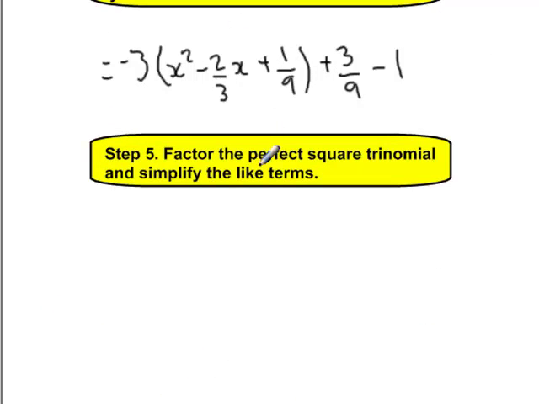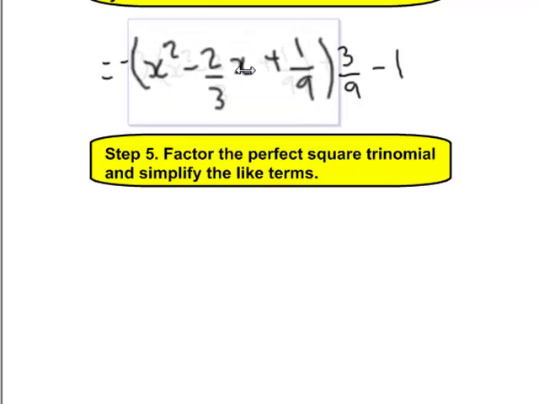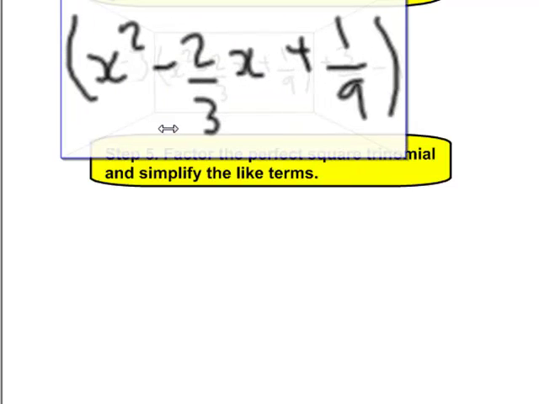Step 5. Factor the perfect square trinomial and simplify the like terms. The perfect square trinomial is what we designed in step 4. X squared minus 2/3 x plus 1/9 is a perfect square trinomial.